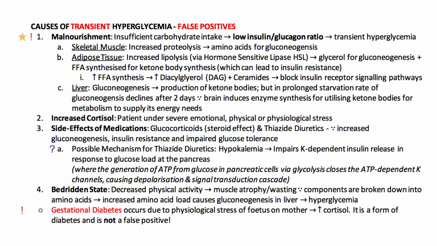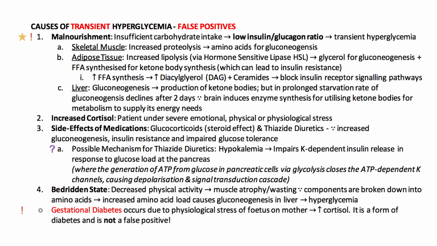Okay. So these are all the potential causes for a false positive in a blood glucose test, also known as causes of transient hyperglycemia. The first one is malnourishment. When you're malnourished, you have a low insulin to glucagon ratio, so your glucagon will activate all your stores to produce glucose. So you have transient hyperglycemia. That's the first cause. So this is hyperglycemia, but in a non-diabetic.